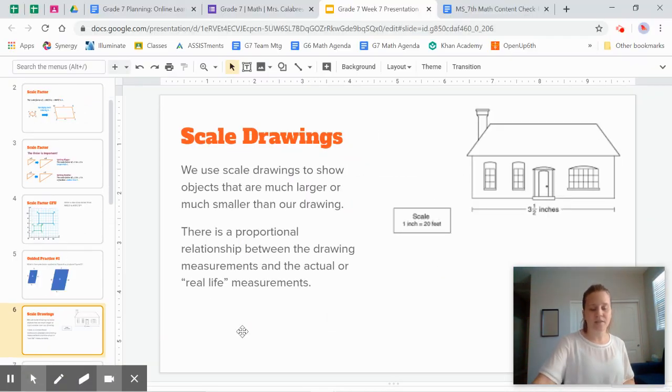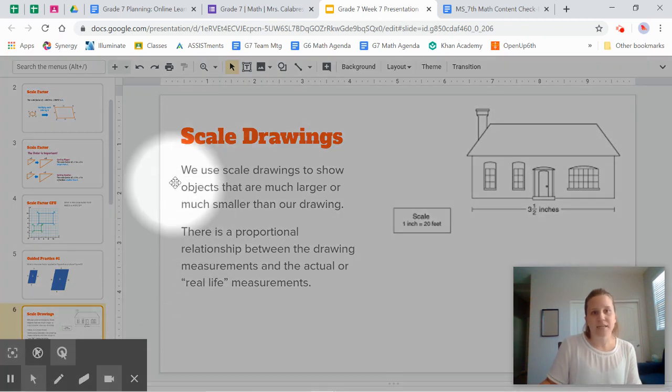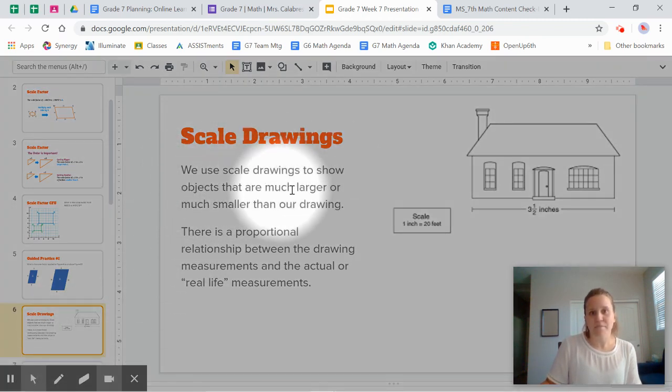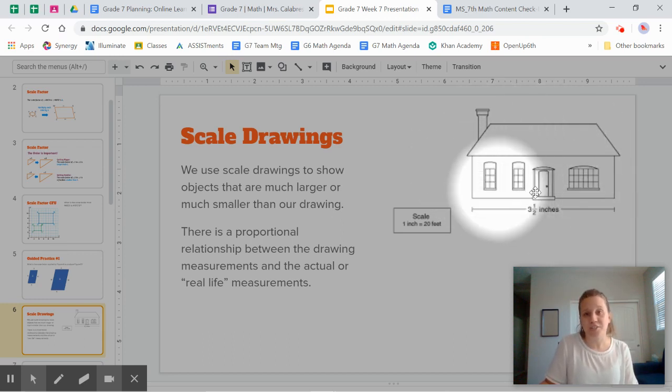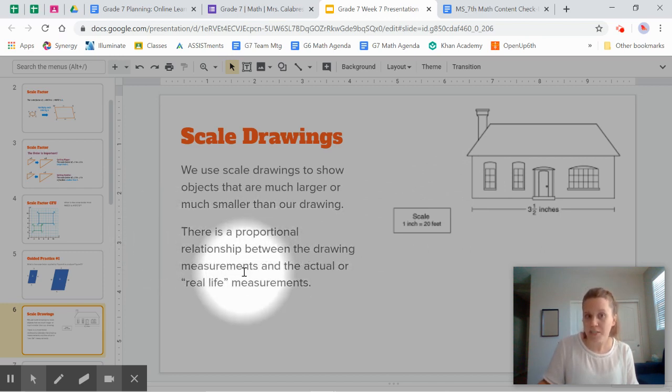Alrighty, let's do the next section. So we just talked about scale factor. A slightly different concept is scale drawings. Please follow along with me as I read. We use scale drawings to show objects that are much larger or much smaller than our drawing. This is a drawing of a house. Is the house actually this size? No, a house is actually much larger than this drawing, but we can make a scale drawing that reflects the actual size of our house just using a lot smaller units. There is a proportional relationship between the drawing measurements and the actual or real life measurements.